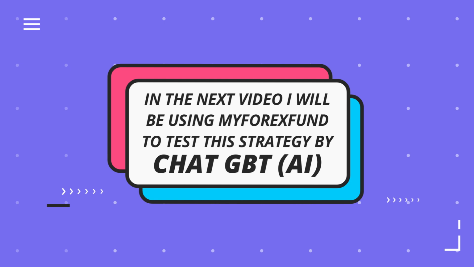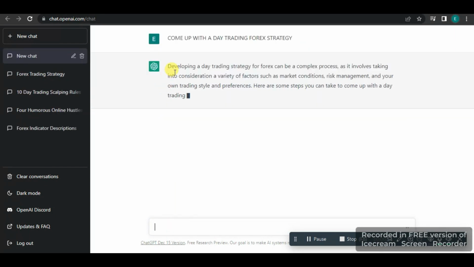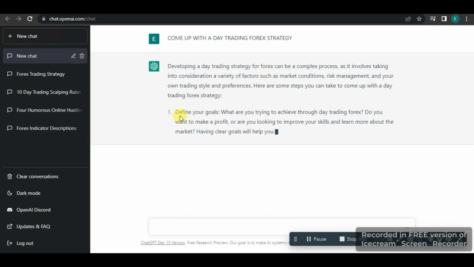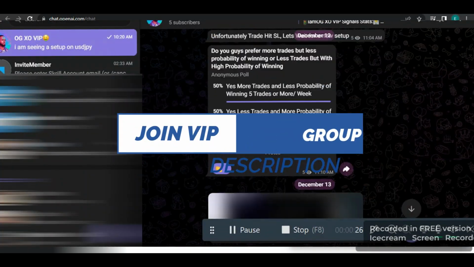So the first thing we want to do is access this AI for the strategy. I was saying, come up with a day trading Forex strategy, guys. So let's see what it's going to come up with. Developing a day trading strategy for Forex can be complex, blah blah blah. All right, so number one, define your goal. Come on, I need a strategy. Or am I not asking the right question?